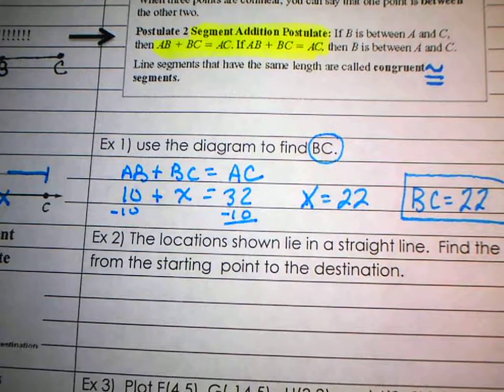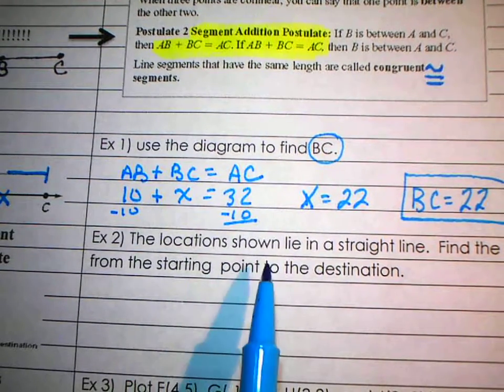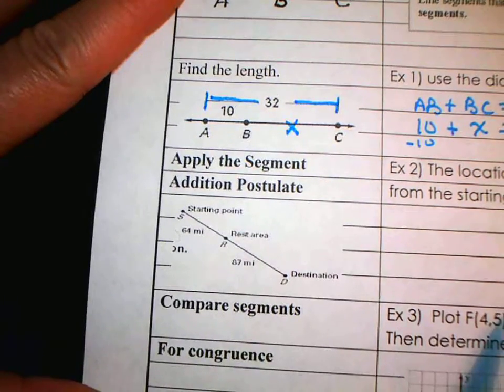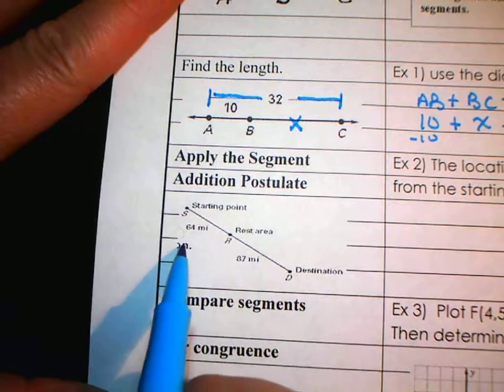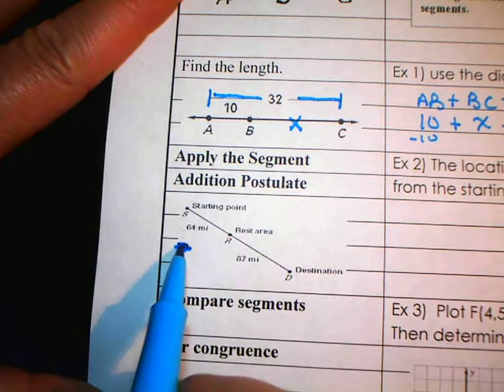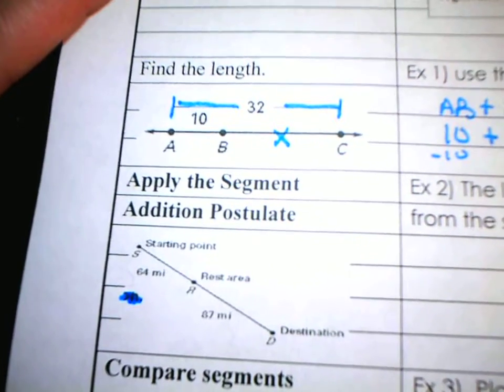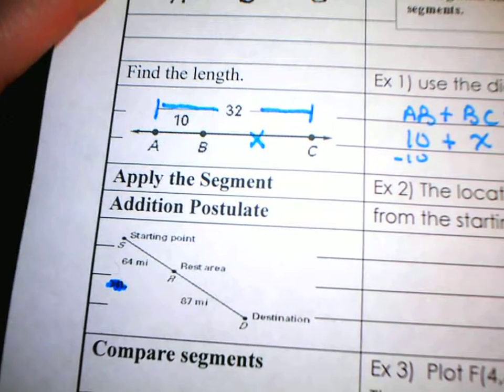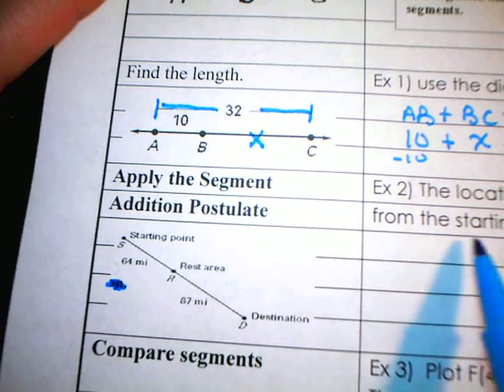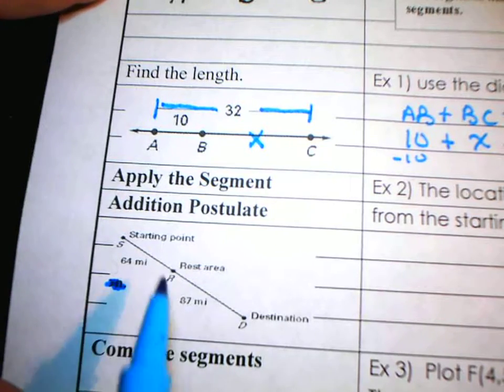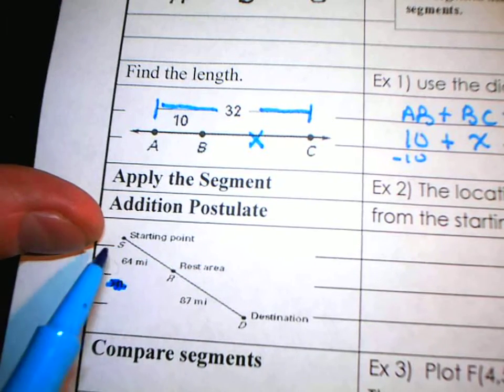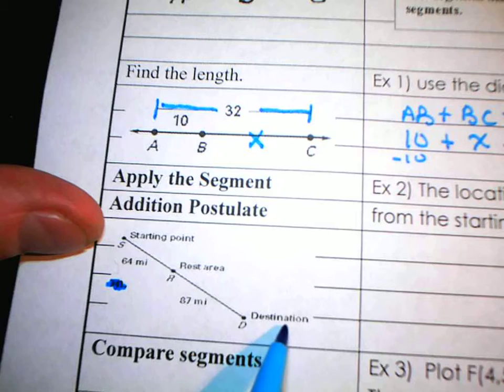Okay, if I look at example 2, it says the locations shown lie on a straight line. If I look over to the side, I have it very small. Realize this is not needed. That was extra in the picture, so ignore that little value. If I zoom in a little bit so I can see it on the overhead, it says find the distance from the starting point to the destination. So the starting point is S, and the destination is D.